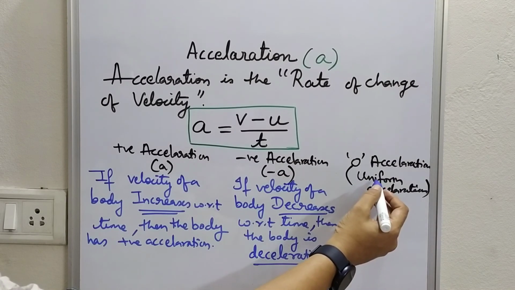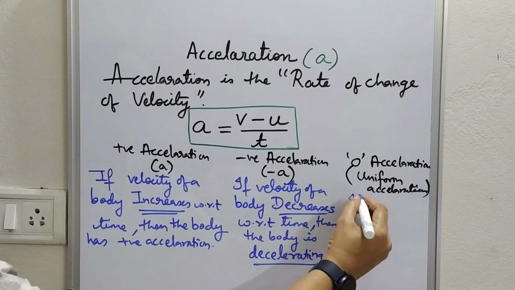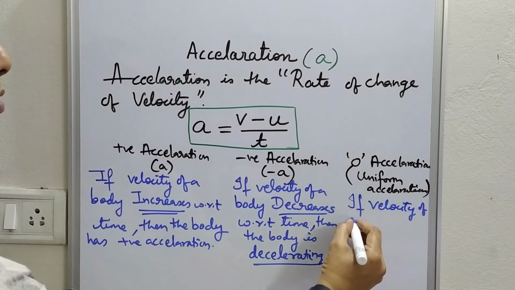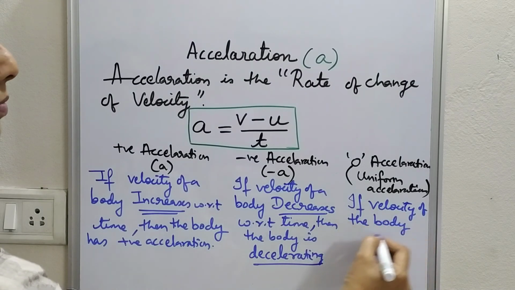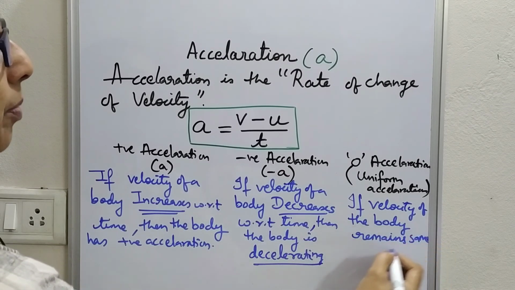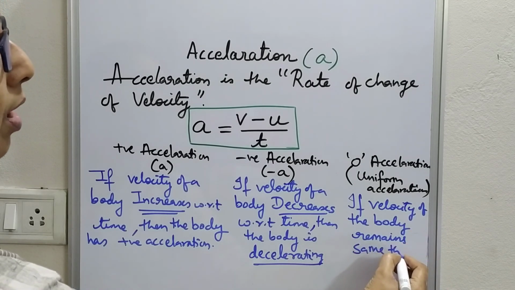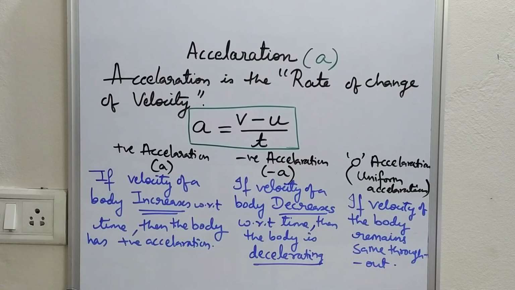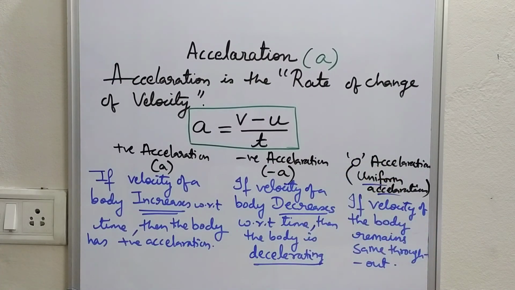Then what is the meaning of a zero acceleration or uniform acceleration? A body is said to be in uniform acceleration or said to have zero acceleration if the velocity of the body remains the same, S-A-M-E, same, throughout. Then the body is said to have uniform acceleration or zero acceleration.